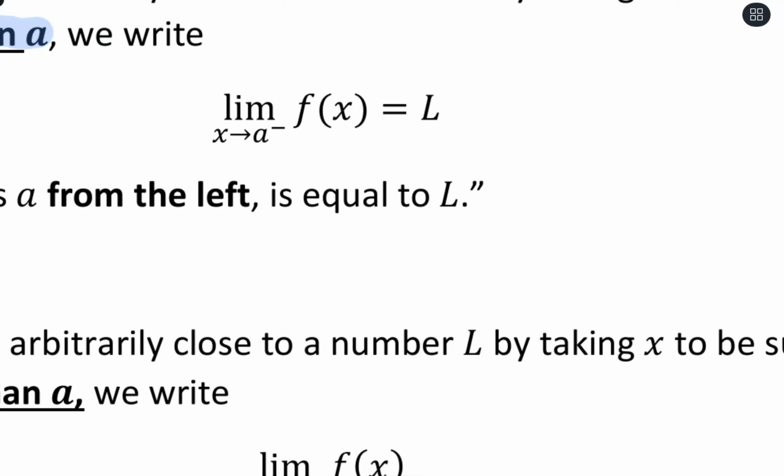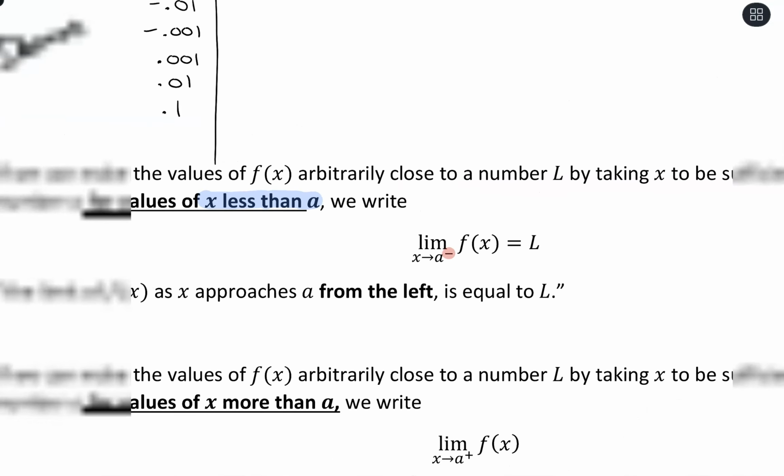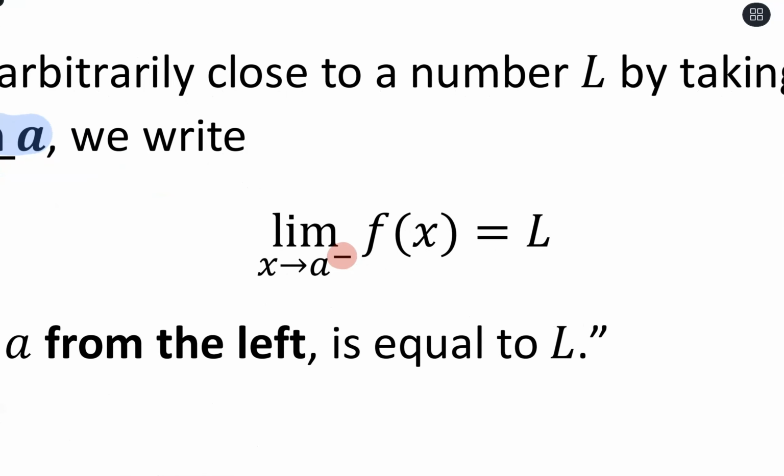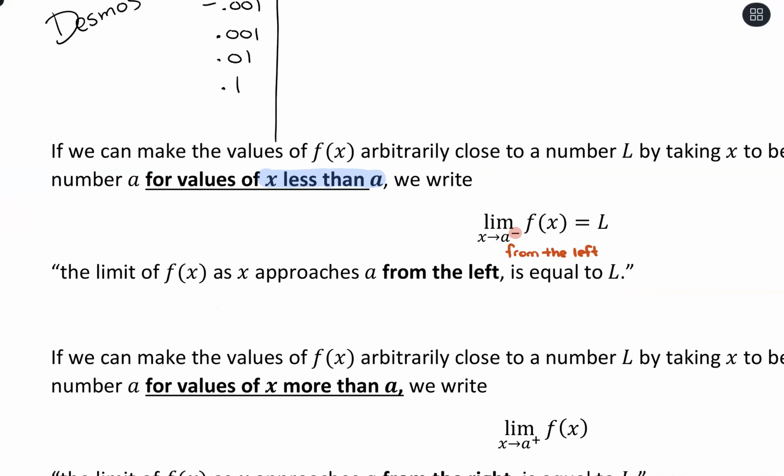Then we write, and our notation changes ever so slightly. What we do is we have a superscript, like an exponent, that's a negative symbol. So how we read this is the limit of f of x as x approaches A from the left is equal to L. So with these, we're only looking at the values approaching from the left-hand side.